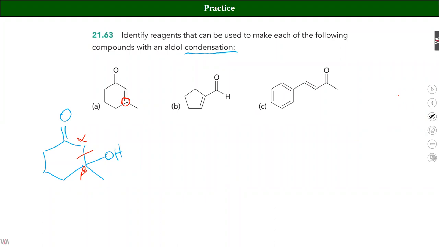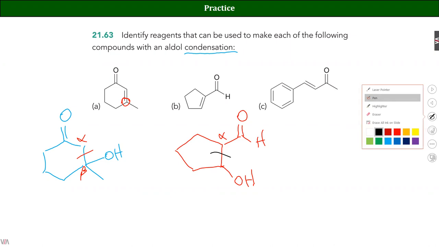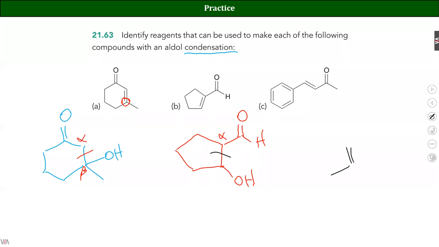So for this second one, I don't think this one's symmetric. No, it is symmetric still, I think. So that's our alpha carbon, which means our OH is on the beta carbon. And that means that's the bond that was formed. And we wind up with hexane dialdehyde.